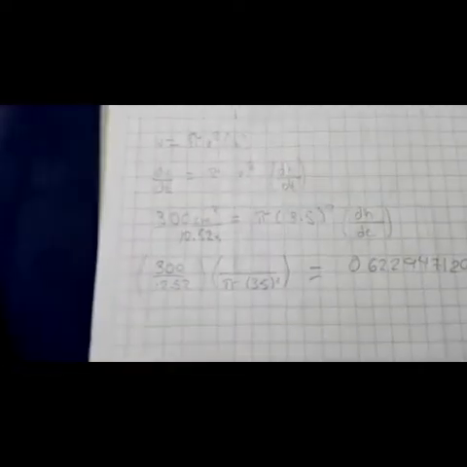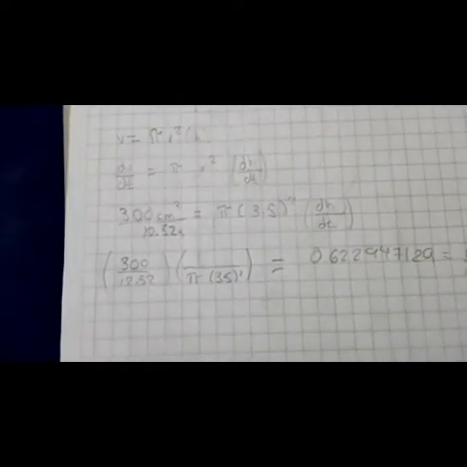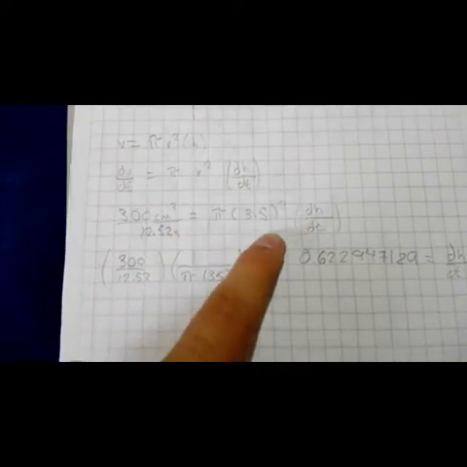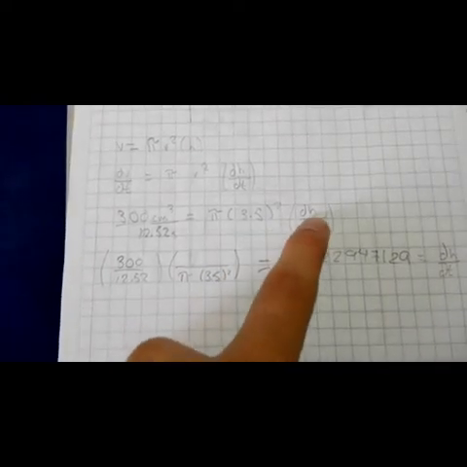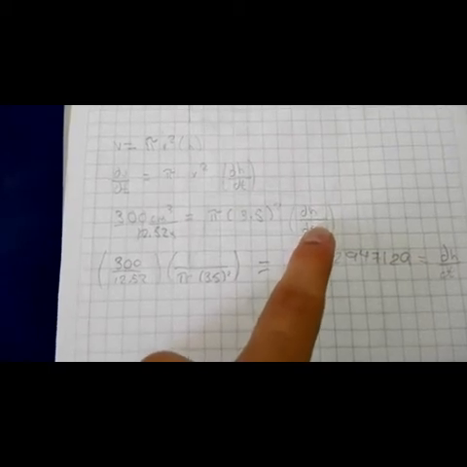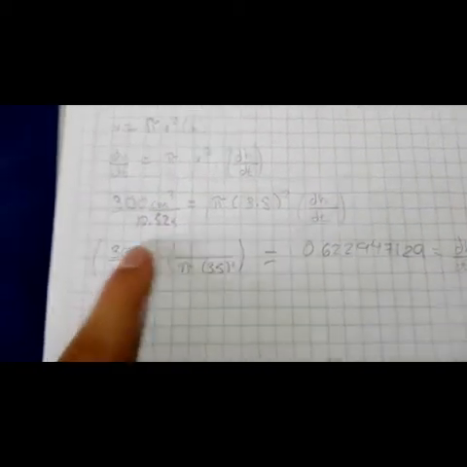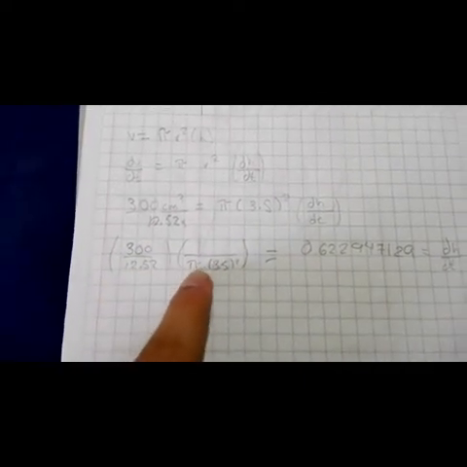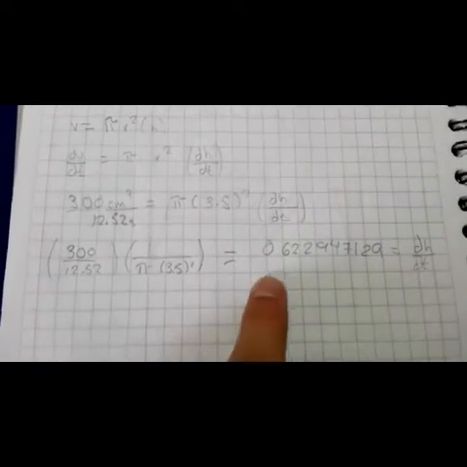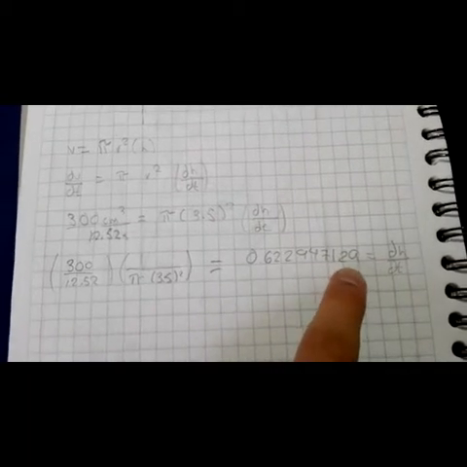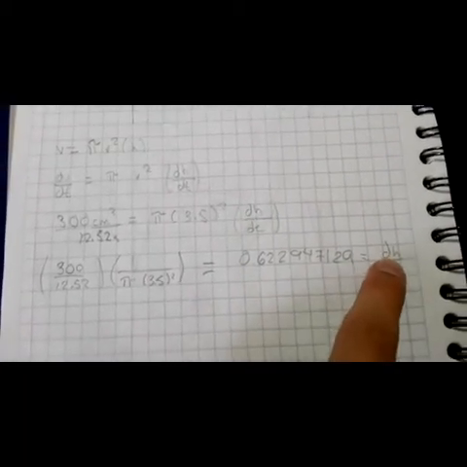The cylinder had a capacity of 300 milliliters. Now we substitute in the formula. We have pi times radius squared. The radius is 3.5 times the derivative of height with respect to the derivative of time. Now we isolate this variable and we end up having 300 over 12.52 times pi times 3.5 squared, and this gave us 0.62294729, and this is equal to the derivative of height with respect to time.